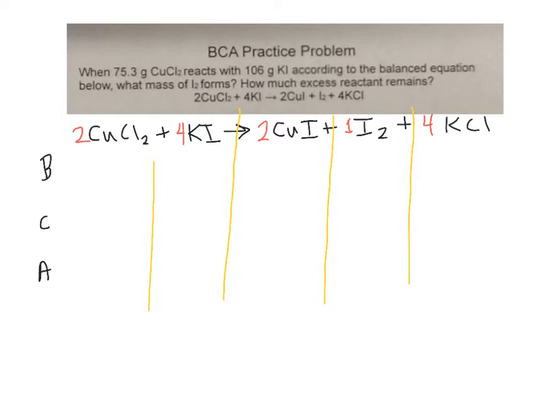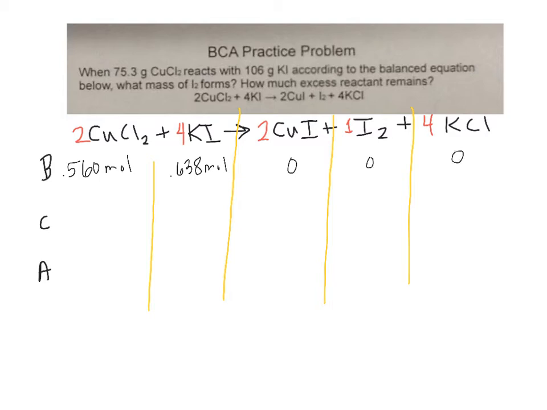So for example, it says I have 75.3 grams of the copper 2 chloride. After I converted it, I learned that that would be equivalent to 0.56 moles. And then I did the same thing for the 106 grams of potassium iodide. I learned that I had 0.638 moles also. Everything on the right-hand side represents the products, and of course you don't have any of those to start the reaction. So before the reaction takes place, I'll put a 0 for all three products.